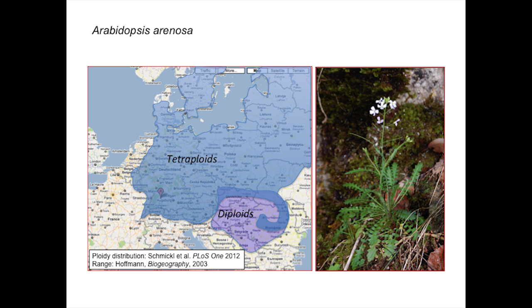There is a diploid. This is a very close relative. It overlaps with the tetraploid in the Carpathian Mountains, but is otherwise found further south and into the Balkans. And here's a picture of one growing on a rock outcrop from here, which is where I used to live in southern Germany, and found it on a climbing trip.